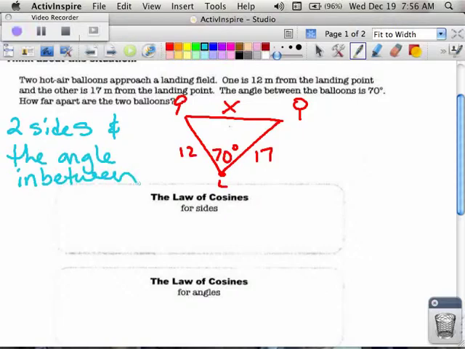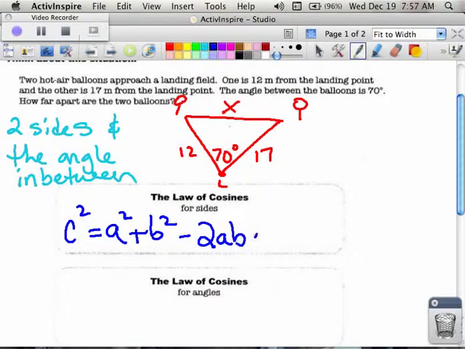So yesterday we talked about the law of sines, and I told you that we use the law of sines when we have two angles and a side. Today we're talking about the law of cosines, and you will use the law of cosines when you have two sides and the angle in between those two sides. That's really important. The law of cosines says the following: c squared equals a squared plus b squared, which looks like the Pythagorean theorem. Very good, Grant. Minus 2 times a times b times the cosine of angle C.